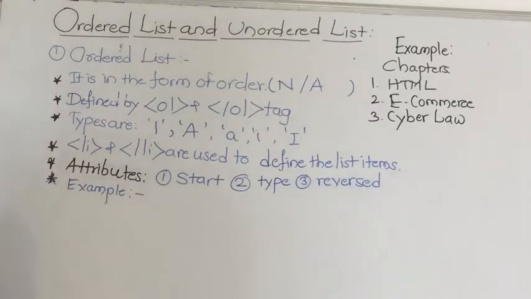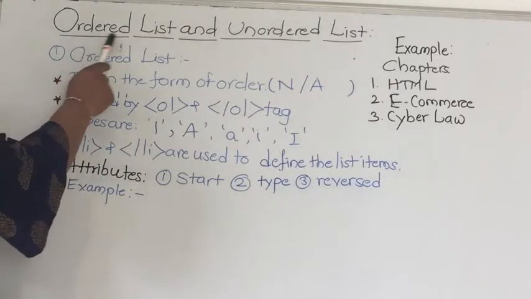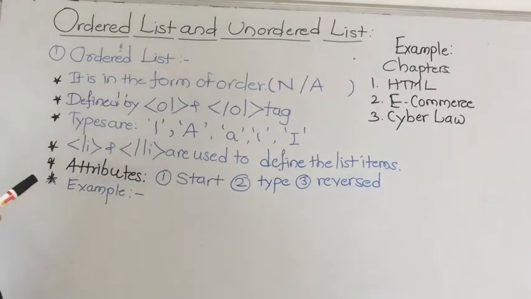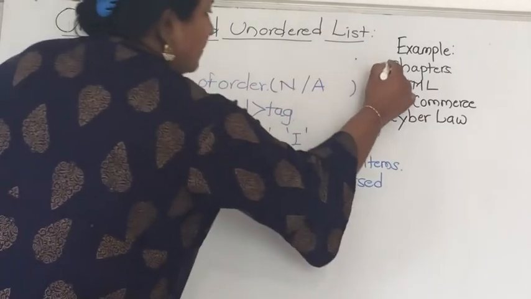Students, today we are going to learn ordered list and unordered list. Now you know the meaning of list. List means, for example, we will just go through the example. Here the example is given.